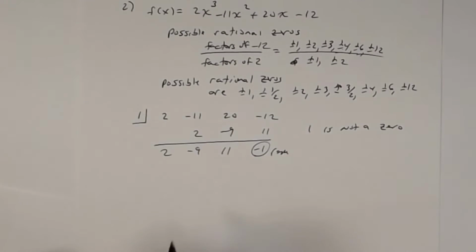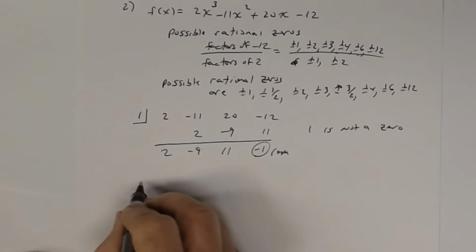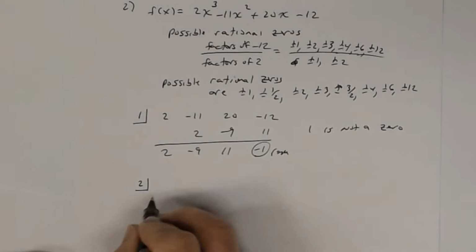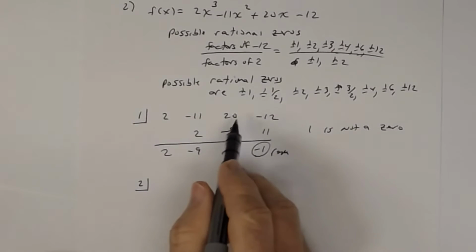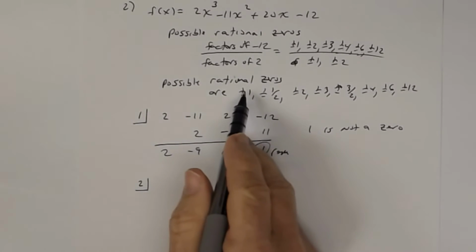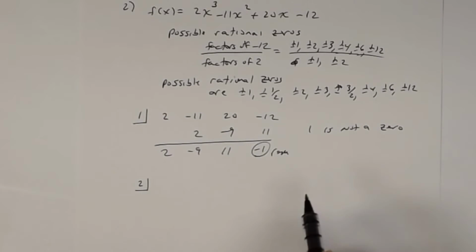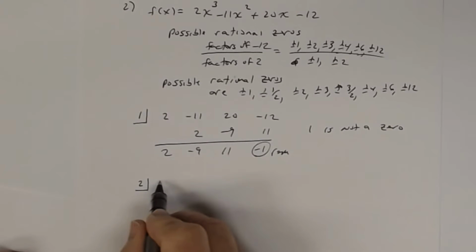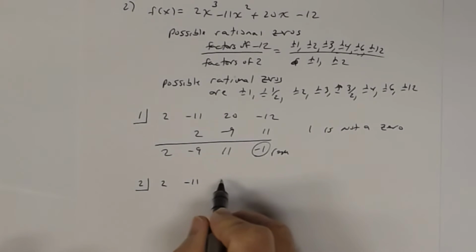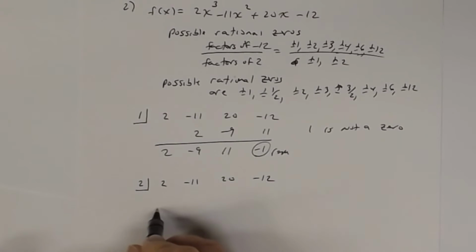Okay, so let's try 2. Let's see if 2 works. By the way, you could have tried negative 1 next if you wanted to. Some students will try plus 1, minus 1, then plus 2, minus 2, then plus 3, minus 3, and so on. Remember, there's no easy way. It's just trial and error. That's all this is. 2, negative 11, 20, negative 12.